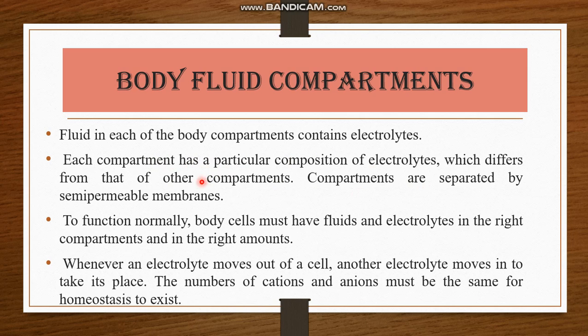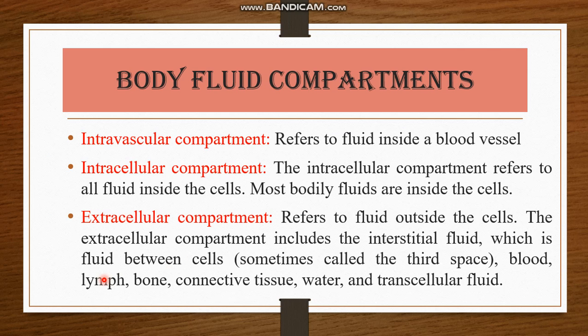To function normally, the body cells must have fluids and electrolytes in the right compartment in the right amounts, so that the right homeostasis is maintained in the patient. Whenever an electrolyte moves out of a cell, another electrolyte moves in to take its place. That is, the number of anions and the number of cations must be the same for homeostasis to exist.